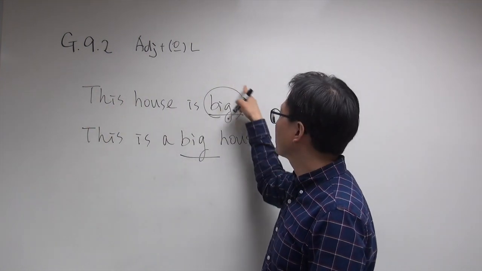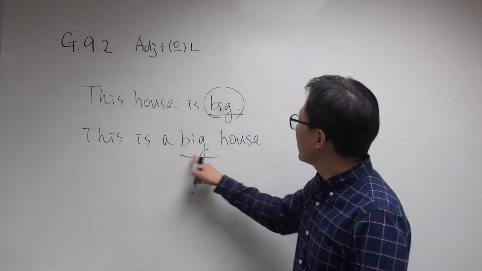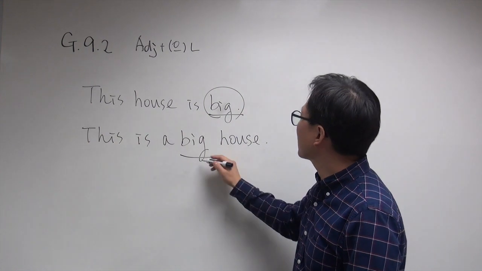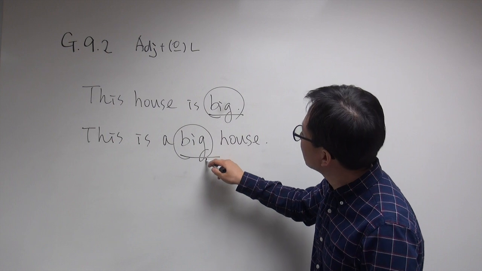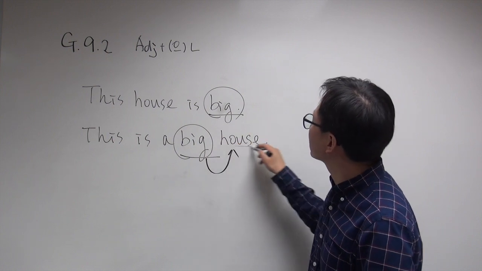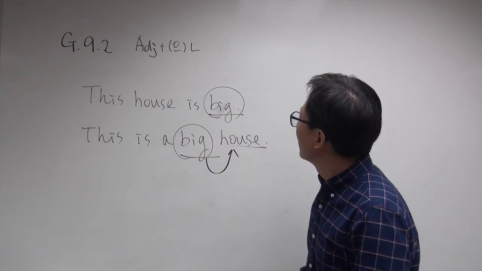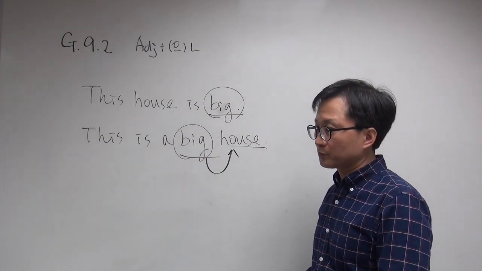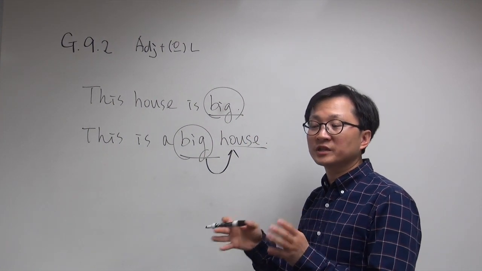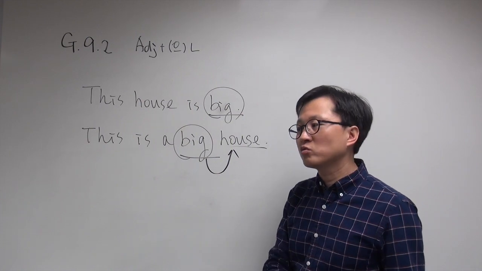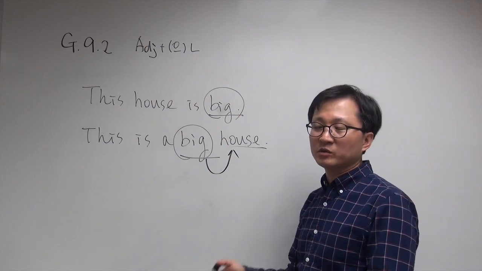So it's a descriptive usage of an adjective in English. This is a big house. The big, this adjective describes this noun, house. So this is a house, which is big, right? So in English, the form of an adjective doesn't change. Only verb forms can change. Go, went, and like play, played, eat, ate, something like that.